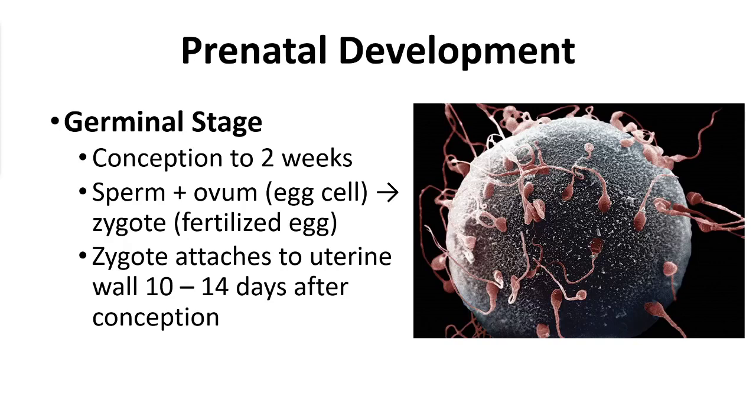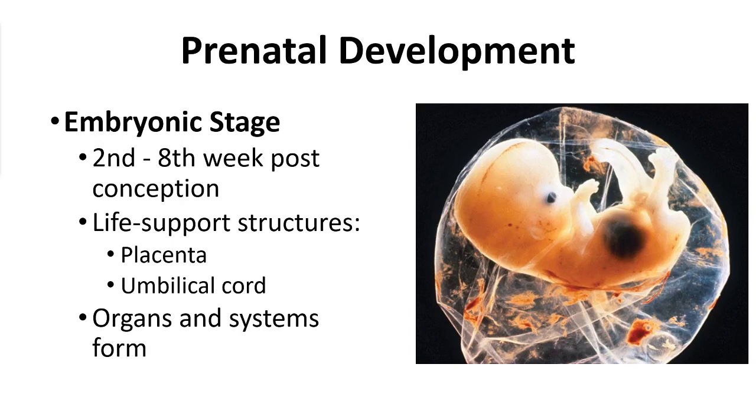The first of these stages is the germinal stage. This stage starts at conception, the moment that a sperm and an ovum, or an egg cell, fuse together to form a zygote. And a zygote is just the proper term for a fertilized egg. This stage is going to last from conception up to 2 weeks' time. And during this time, the zygote is going to eventually attach to the uterine wall. That happens towards the end of this stage at the 10 to 14 days mark. And as soon as that happens, we start moving into the embryonic stage.